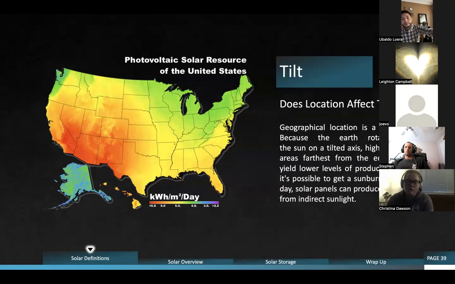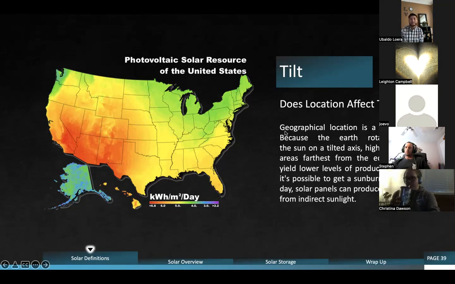Okay, so is tilt affected by location? Yep, because we don't know until you put the address in, right? There are some really cool programs that we use that help us determine all this stuff and shading factors and all that really cool stuff. But what's important for you guys to know is that yes, it does affect it.